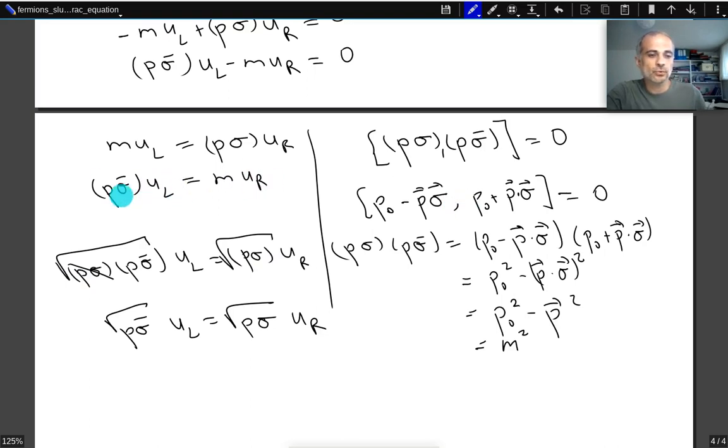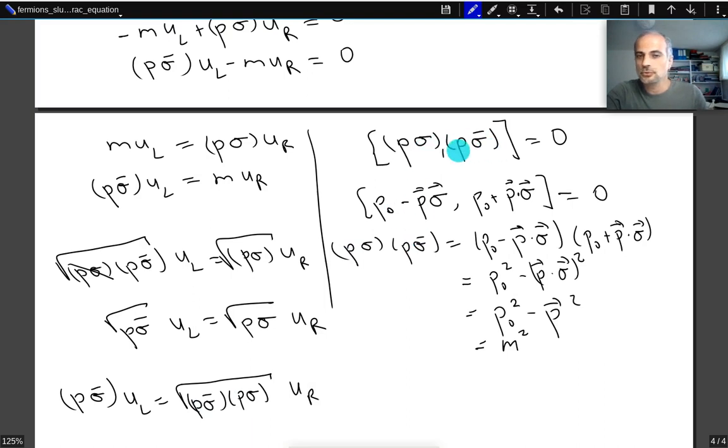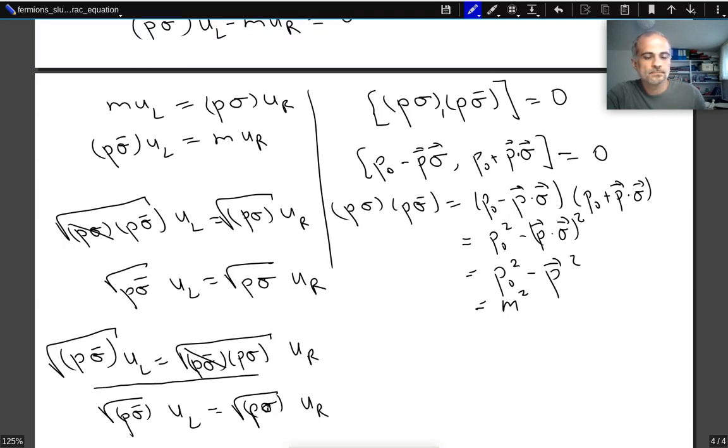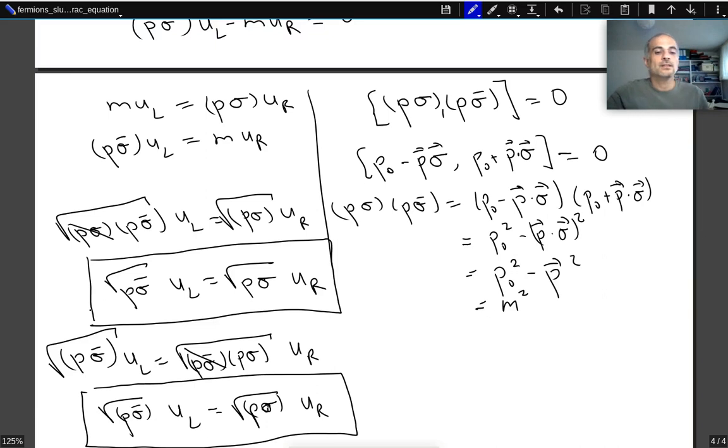And similarly, the second equation can be written as p·sigma bar u of L is equal to square root of p·sigma bar p·sigma u of R. Note that here I just commuted their position, but I can do that because they do commute. Now I can do the same trick. This will cancel one square root, so we get square root of p·sigma bar u of L is equal to square root of p·sigma u of R. You see, both equations lead to the same result.